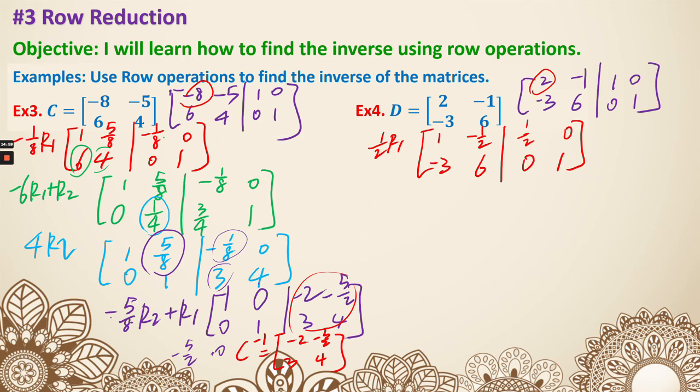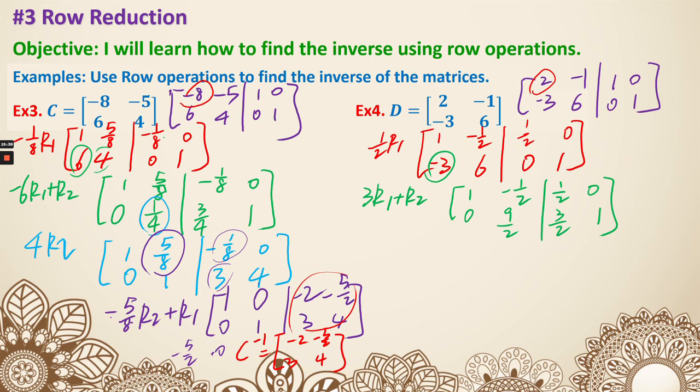Now it's time to make this into a 0. So multiply the first row by the opposite number, 3R1 plus R2. R1 does not change: 1, -1/2, 1/2, 0. So 3 times 1 plus -3 is a 0. -1/2 times 3 is -3/2 plus a 6. That is going to be 9/2. 1/2 times 3 is 3/2, plus 0 is 3/2. 0 times 3 is 0, plus 1 is a 1.